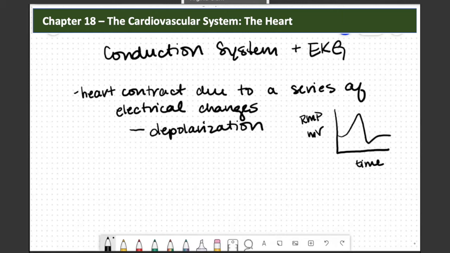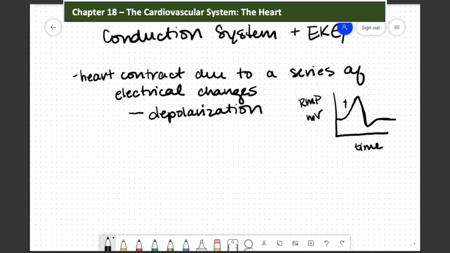So electrical changes, think we start here, we're going to have an increase in our electrical potential, a decrease in our electrical potential, and a return to baseline. So that's the electrical changes we're talking about. The depolarization is this upswing. So that is going to be the world we're going to live in for about the next little bit.